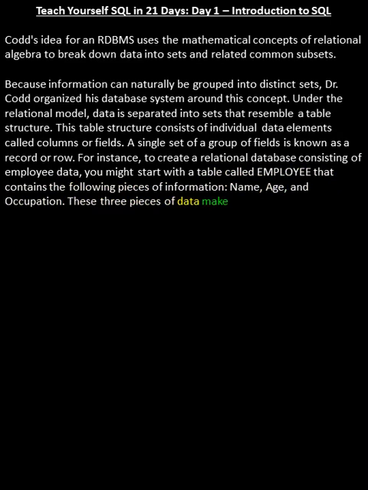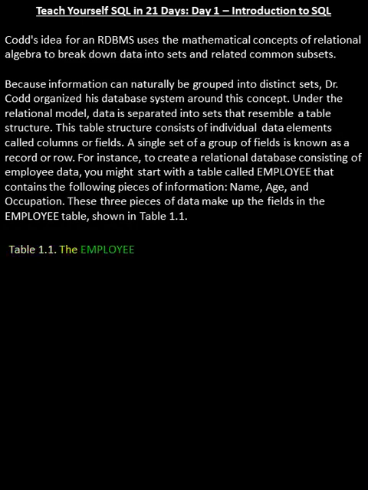For instance, to create a relational database consisting of employee data, you might start with a table called employee that contains the following pieces of information: name, age, and occupation. These three pieces of data make up the fields in the employee table, shown in Table 1.1. Table 1.1. The employee table.